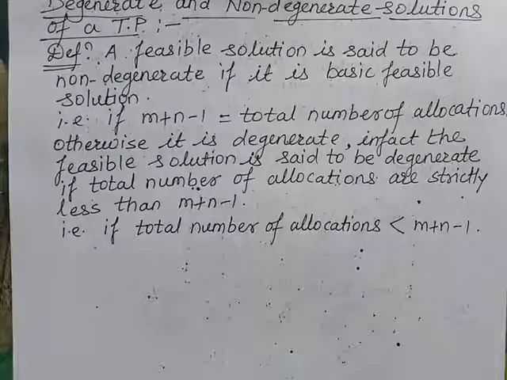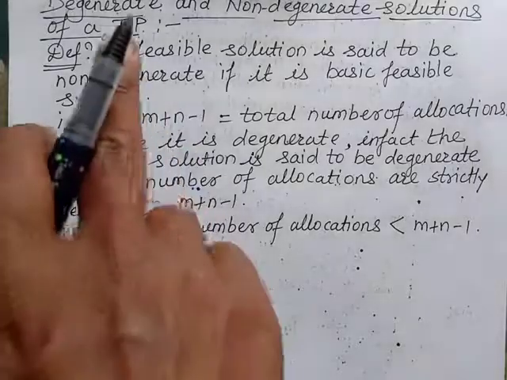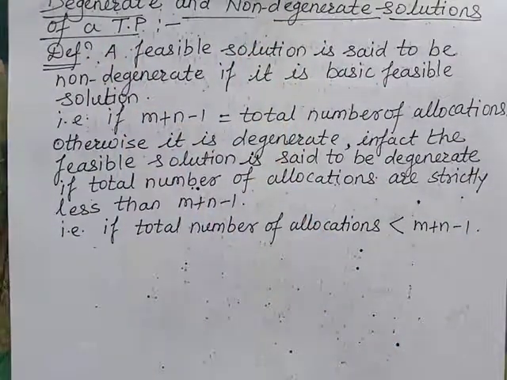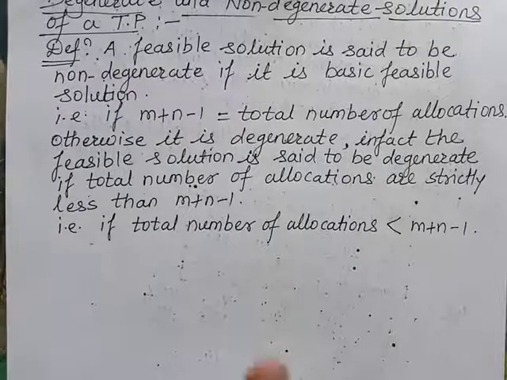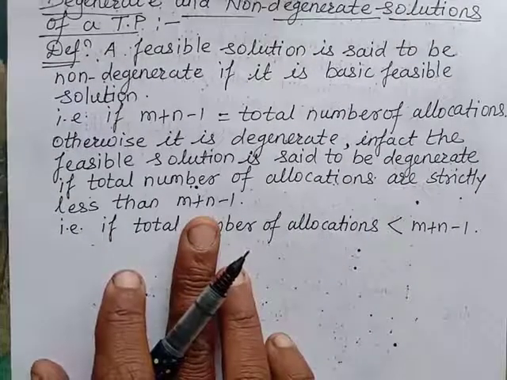whatever problems we had solved yet for finding the initial basic feasible solution, all the problems have a feasible solution, and that feasible solution is basic also. So all the problems we had solved yet, we can say they are of which category among these two? They are non-degenerate solutions.